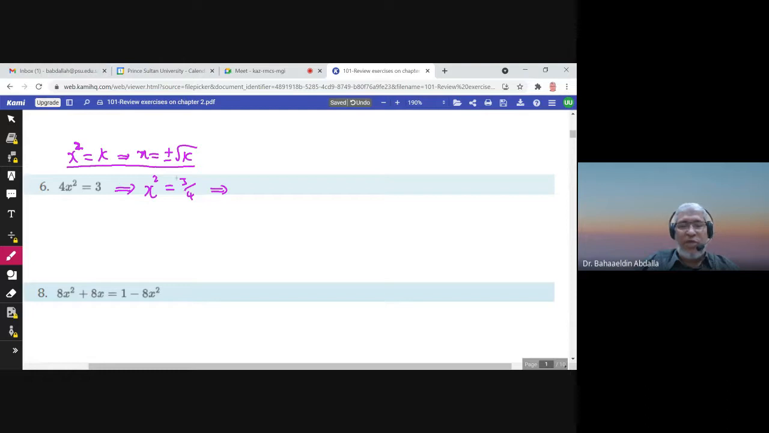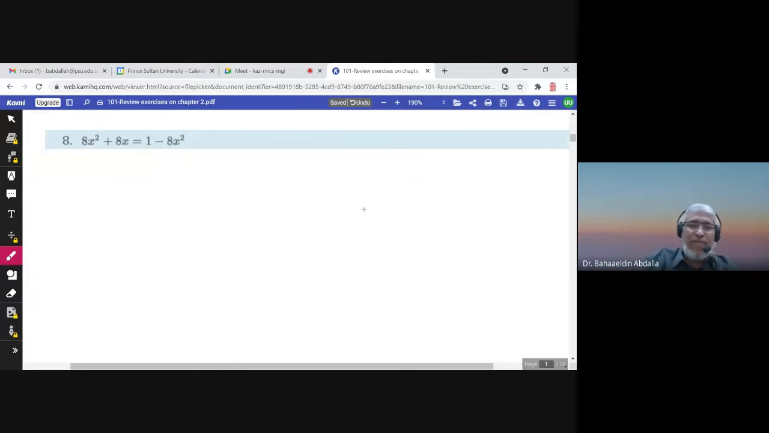And now I can use the property. So x would be plus or minus square root of 3 over 4. But this means that x is plus or minus square root of 3 over square root of 4, which is 2. So these are the two solutions.